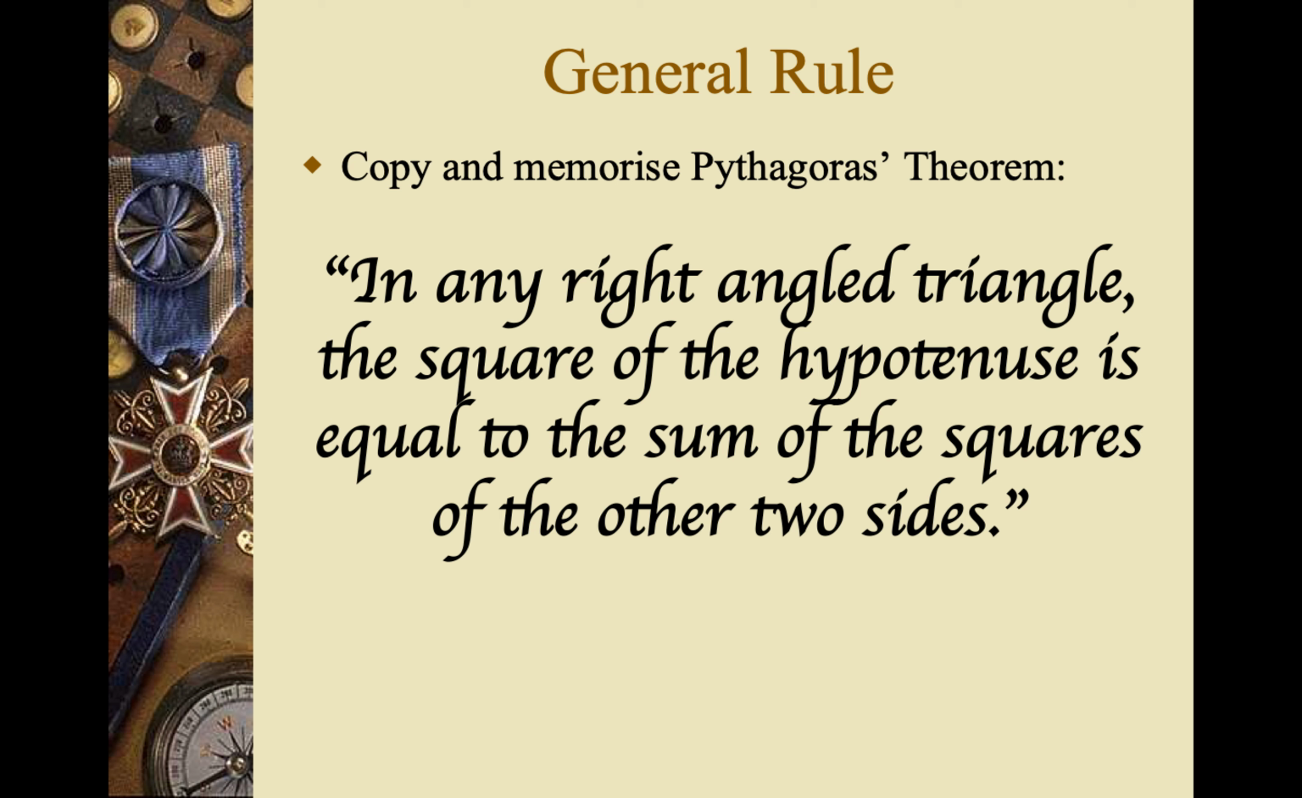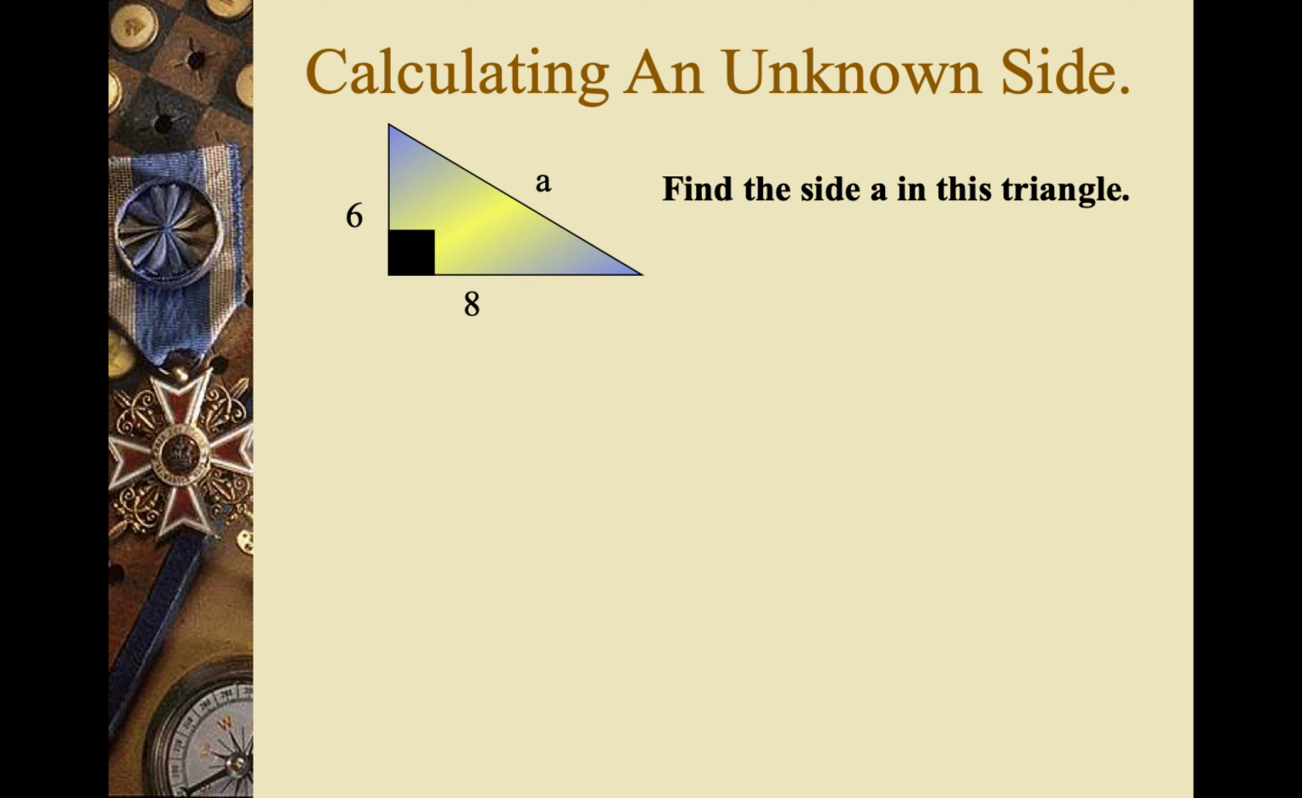The square of the long side is the same number as what you get when you add the squares of the other two sides. Okay, so how does that help us solve a problem? Well, let's have a look at this one here. It's a right angled triangle.